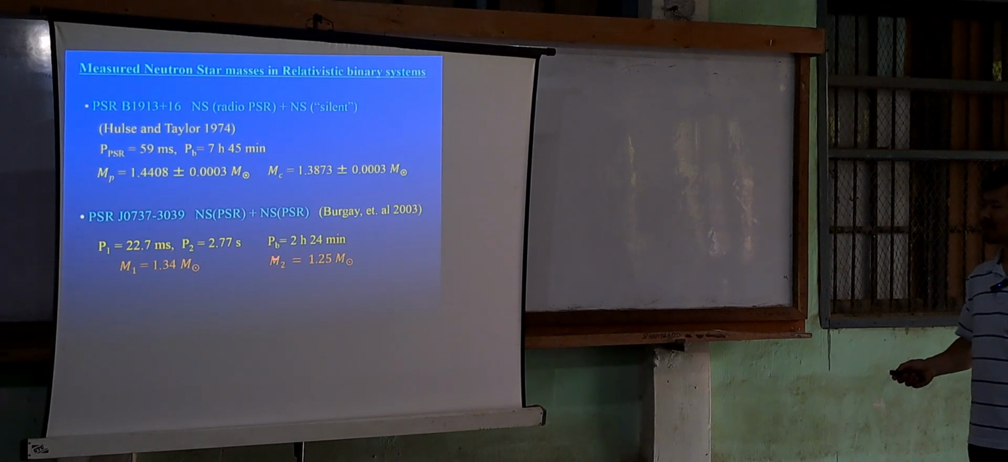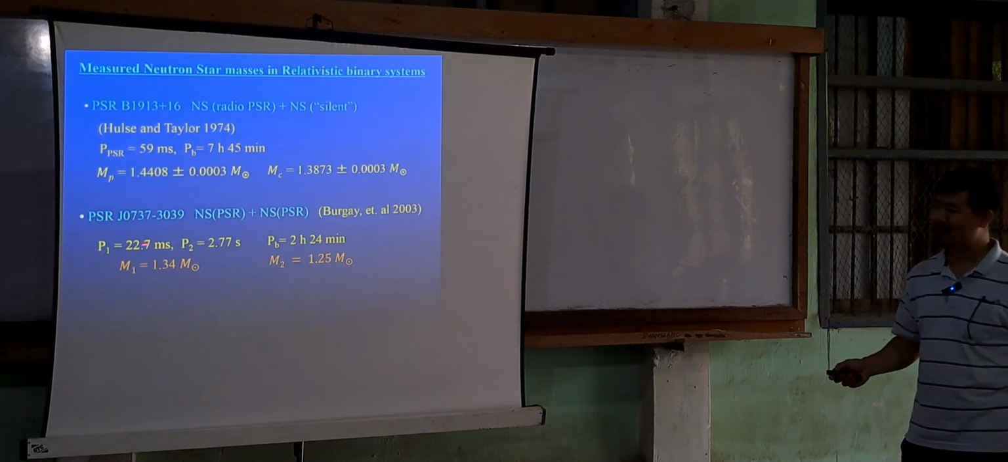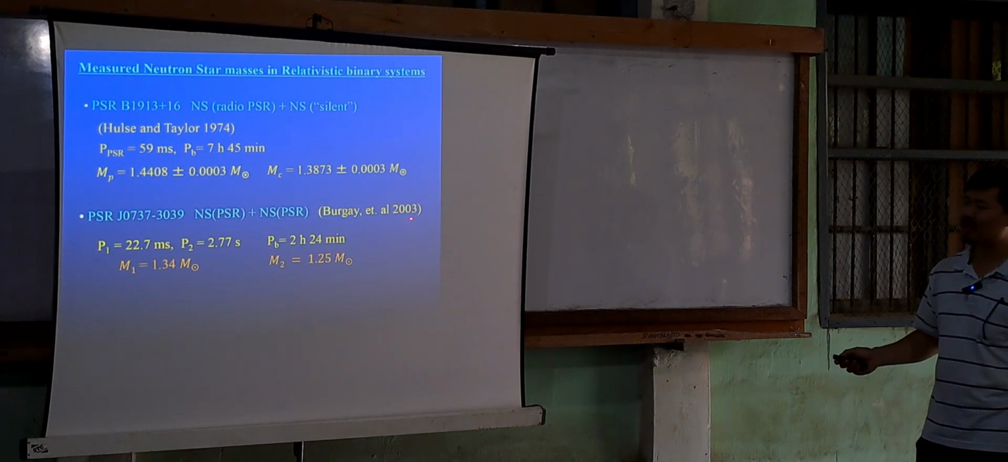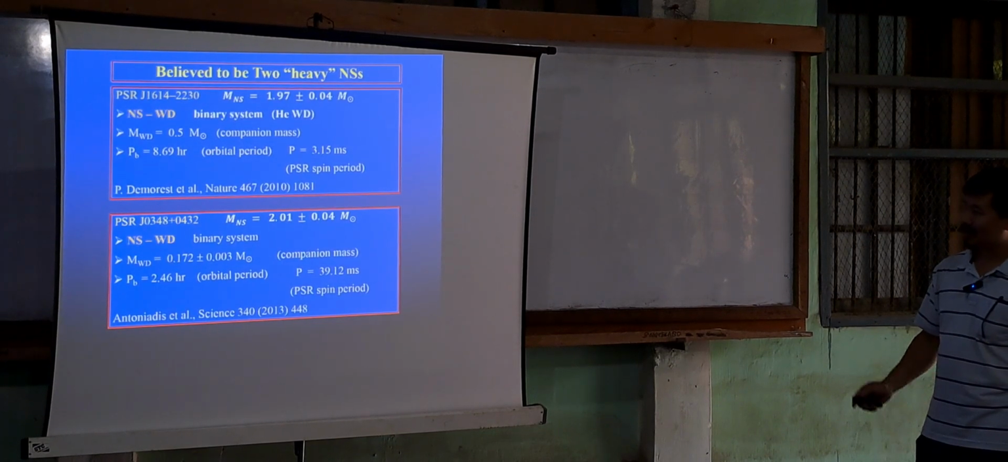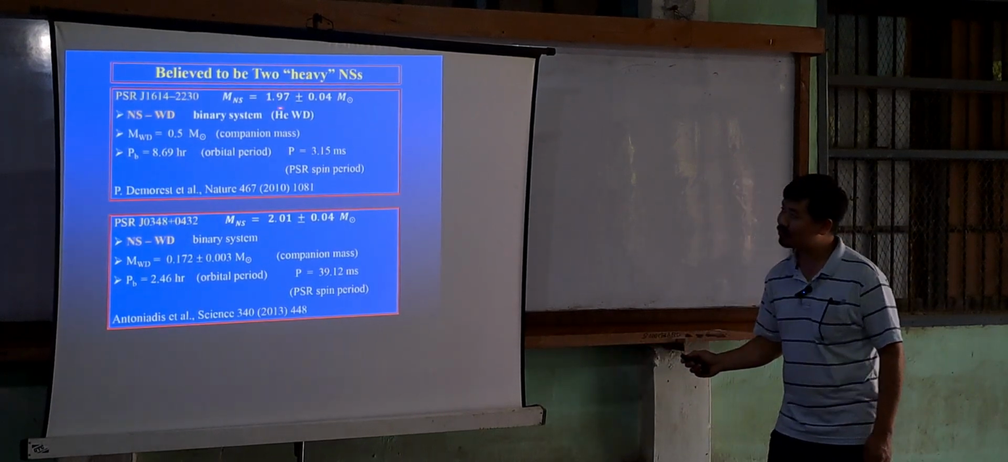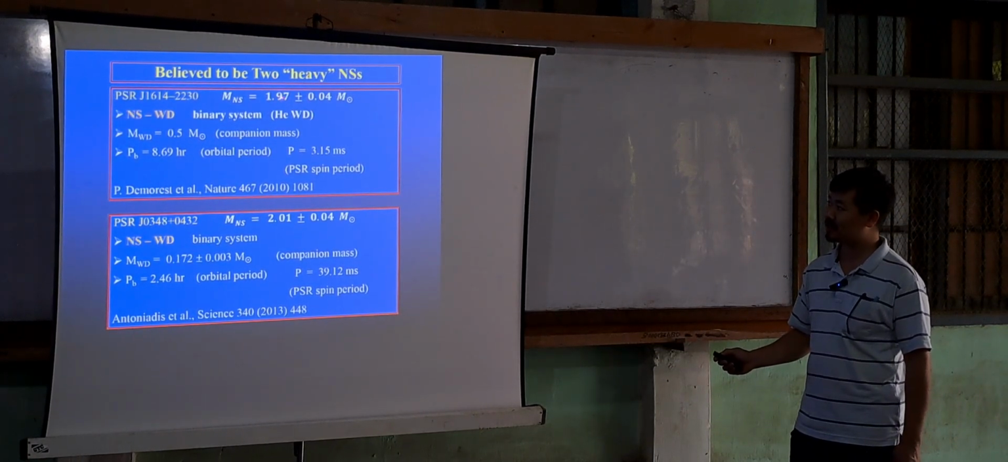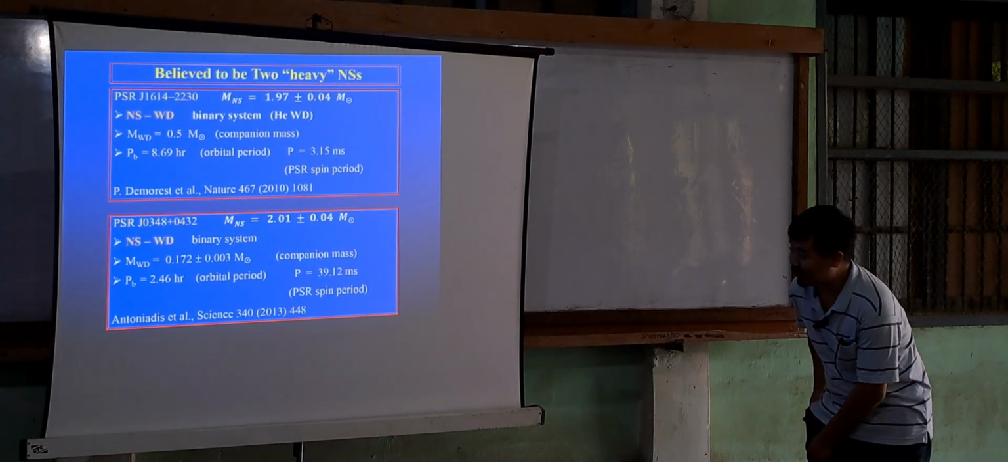Next, the accurately measured neutron star is the Pulsar J0737. Again in 2013, a small solar mass here. And from the white dwarf neutron star binary, you can go up to 1.97. This was the heaviest neutron star in 2010.